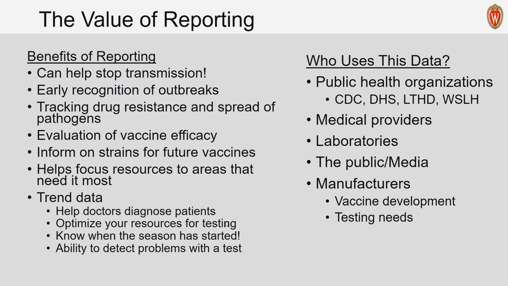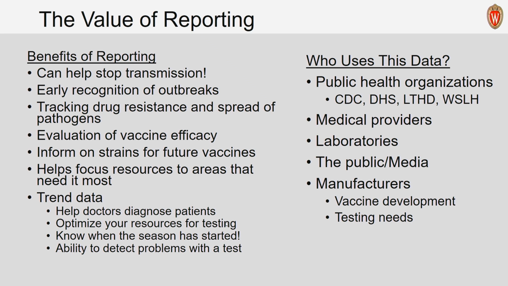So what is the value of reporting? What do we do with all of this data? So some benefits, big part for us here in public health: stop transmission, prevent future infections. Early recognition of outbreaks is really important to have this kind of data to recognize these. Tracking drug resistance and spread of pathogens, evaluation of vaccine efficacy, can inform on strains for future vaccines, help focus resources to areas that need it most, another public health response. And that trend data can be so useful at so many different levels.